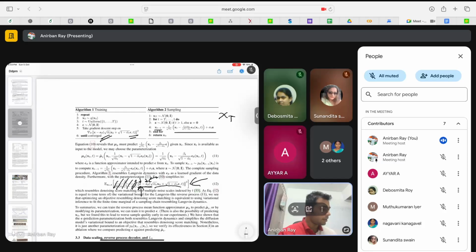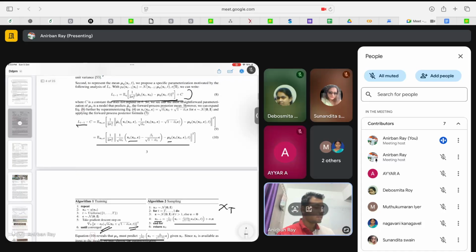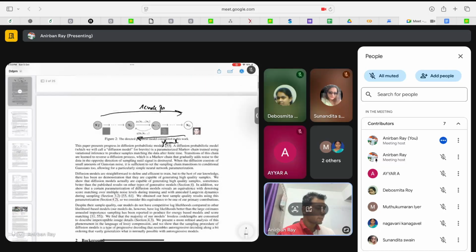They further simplify it down, and xt also they use here, so they put everything in the form of epsilon, which is the easier way to do it. Comparing the mean is not easy. Epsilon is a sample from the 0,1 normal distribution, and epsilon theta should try to match that. So you can understand what it is actually doing.